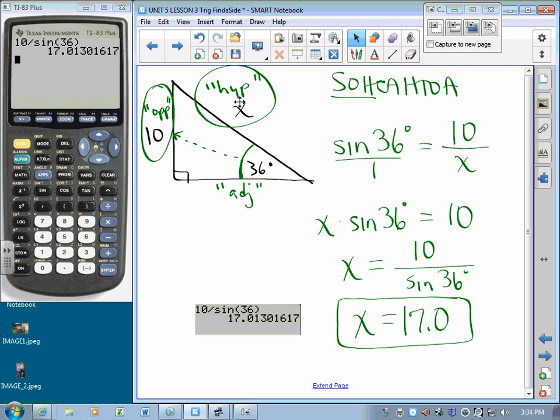But here's the big thing for you to remember. Trigonometry works exactly because similar triangles work. Trigonometry works because similar triangles work, and so we get the ratios to work out all the time. All right, I'll go one more.